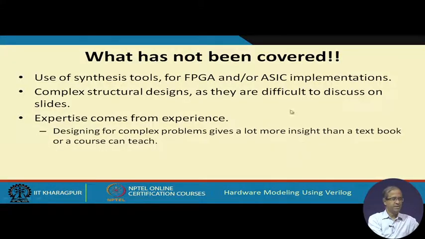So, there are a few things which I have not covered because they were slightly out of scope of this course, because in this course our target was to give you an exposure to the Verilog language, not exactly to the environment where you will be utilizing Verilog, like for synthesis for example. So, we have not talked at all about synthesis or the synthesis tools that are available, that is beyond the scope of this course.